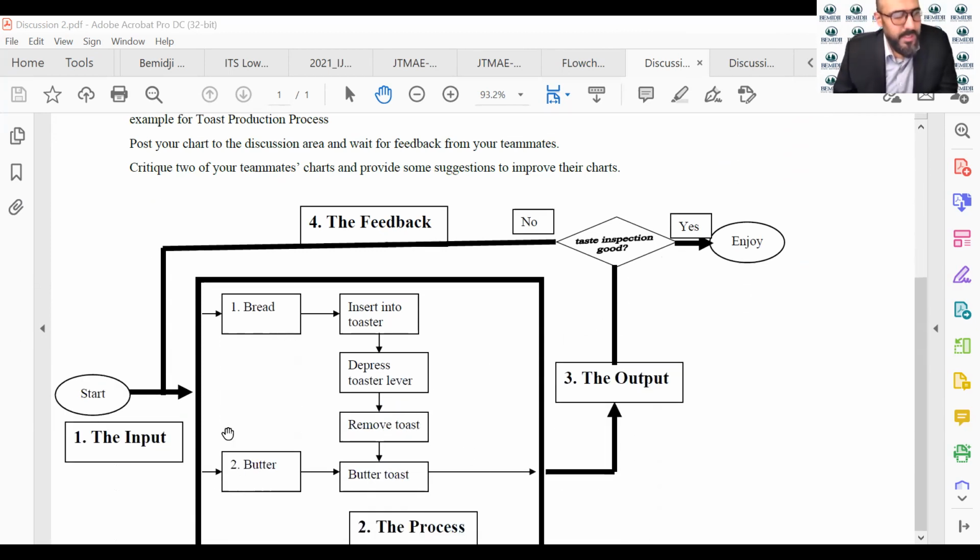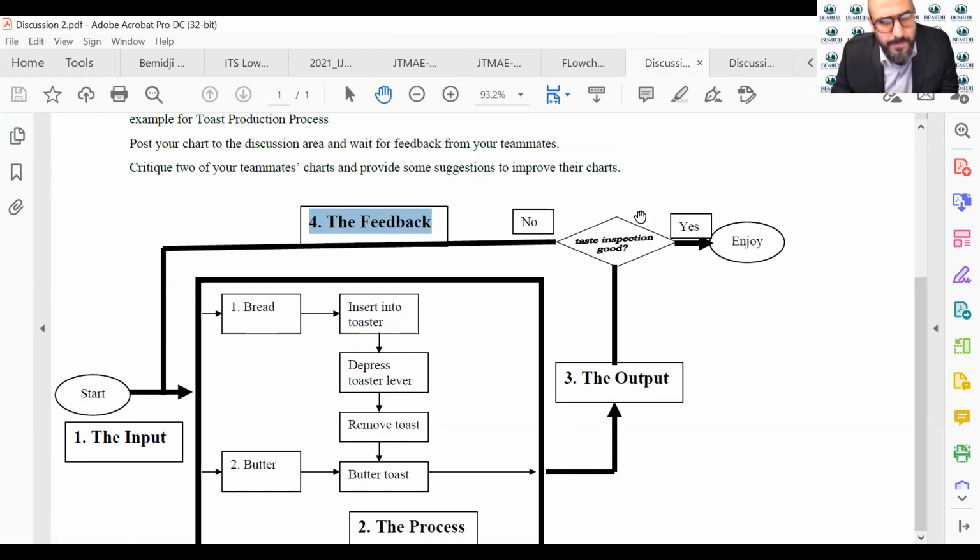So what you will see are four activities for the process. You have the input, you have the process itself, the transformation activities, you have the output, and there is a feedback in here. If you go from the input here, this is where you start. You have the bread, you have the butter, and then you insert the bread into the toaster. You depress the toaster lever, you remove the toast, you add the butter. Here's where you add the butter into the toast, and this will be the complete product, the complete sandwich.